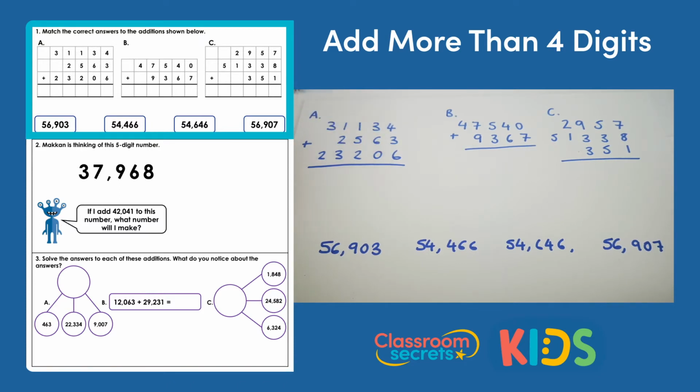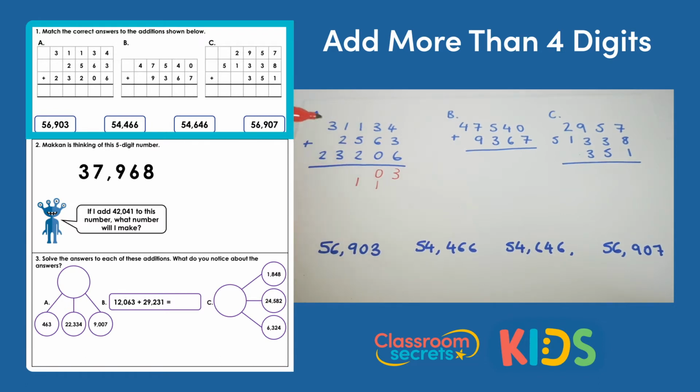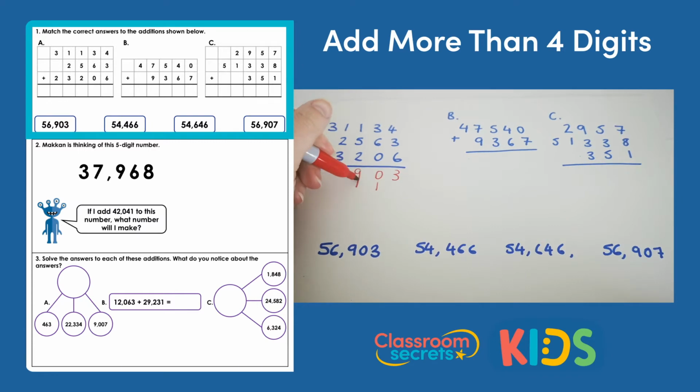Start with the ones. 4 add 3 add 6. 4 add 3 is 7. 7 add 6 is 13. So we write down our ones and we exchange the tens. 3 add 6 is 9. Add 1 more gives us 10. So we have to do another exchange. 5 add 1 is 6. 6 add 2 is 8. Add 1 more gives us 9.